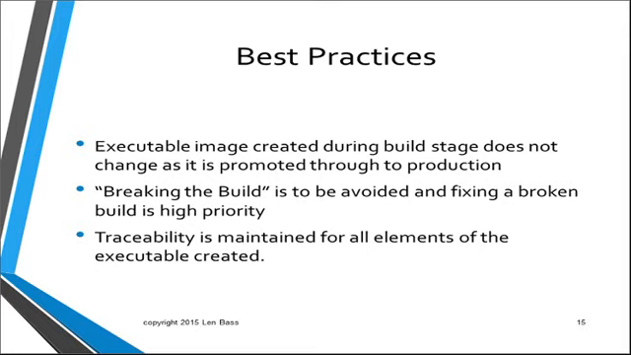The best practices are that the executable image that you've created during the build stage does not change as it's promoted through to production. That way you're testing the same thing. As I said, breaking the build is to be avoided. And traceability is maintained for all elements. The build server ought to keep track for each build. Each build has a number or identification, and all of the elements in that are recorded, as well as the tests that are run on that build and whether they were passed or not.